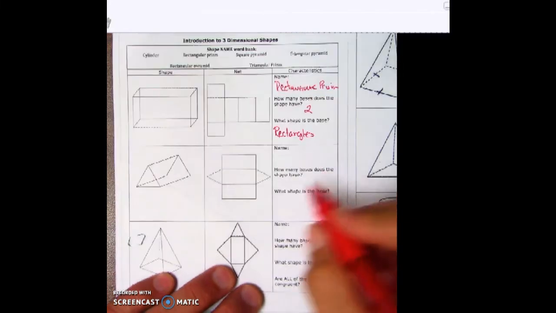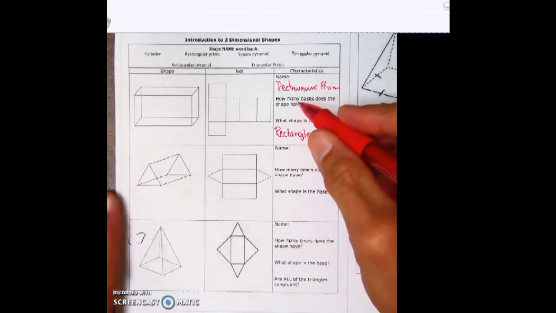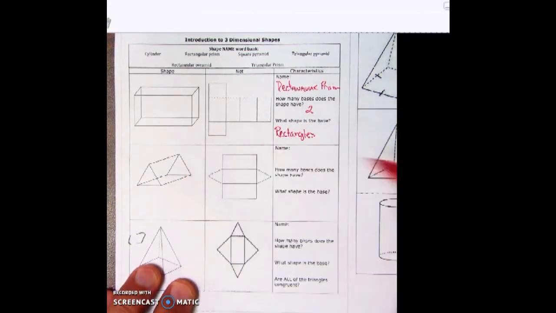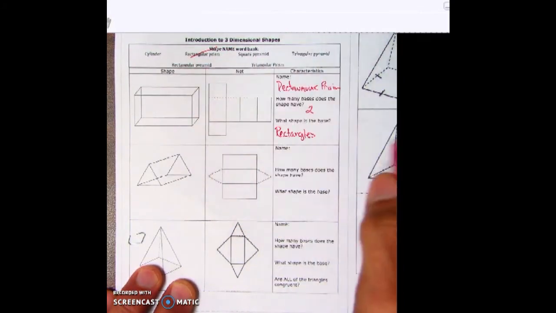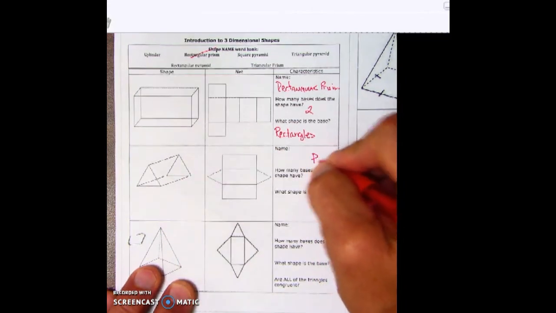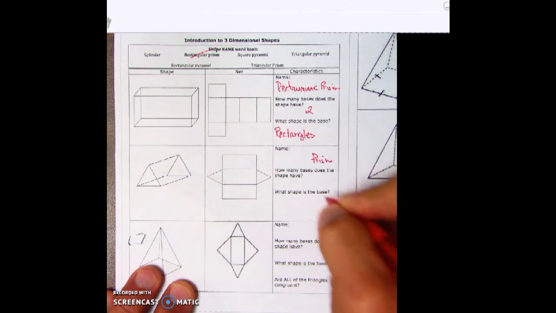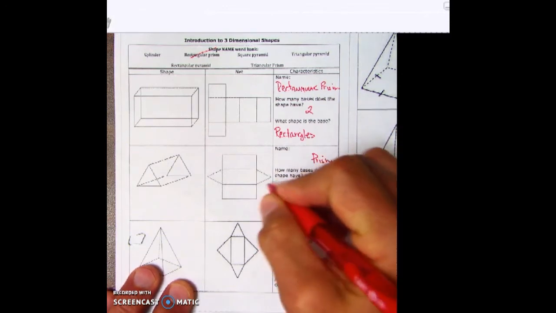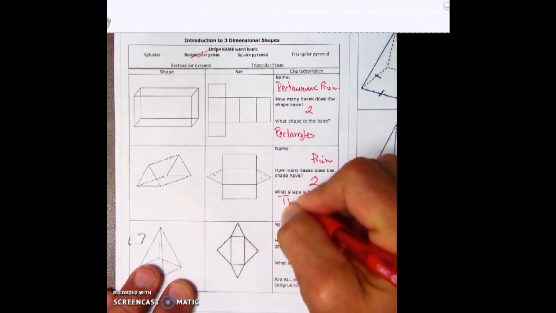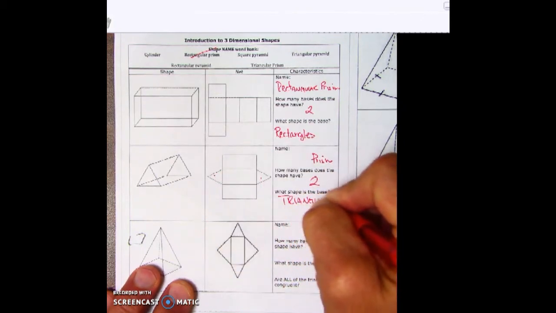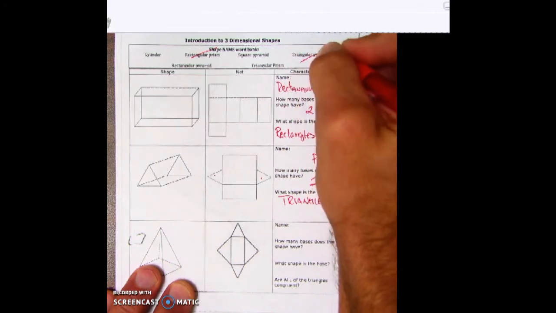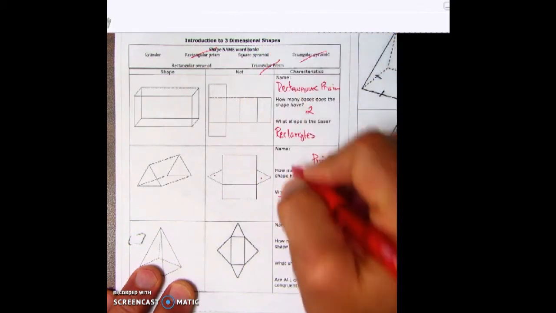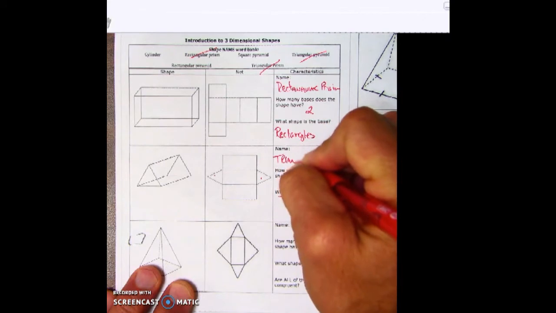The next shape, based on what you saw in the first shape, what do you think this shape might be? I'm going to cross out rectangular prism. Like the first shape, it has two bases, so it's a prism. But the shape of the base is a triangle. So if we look, it is a, not triangular pyramid, triangular prism. Triangular prism.